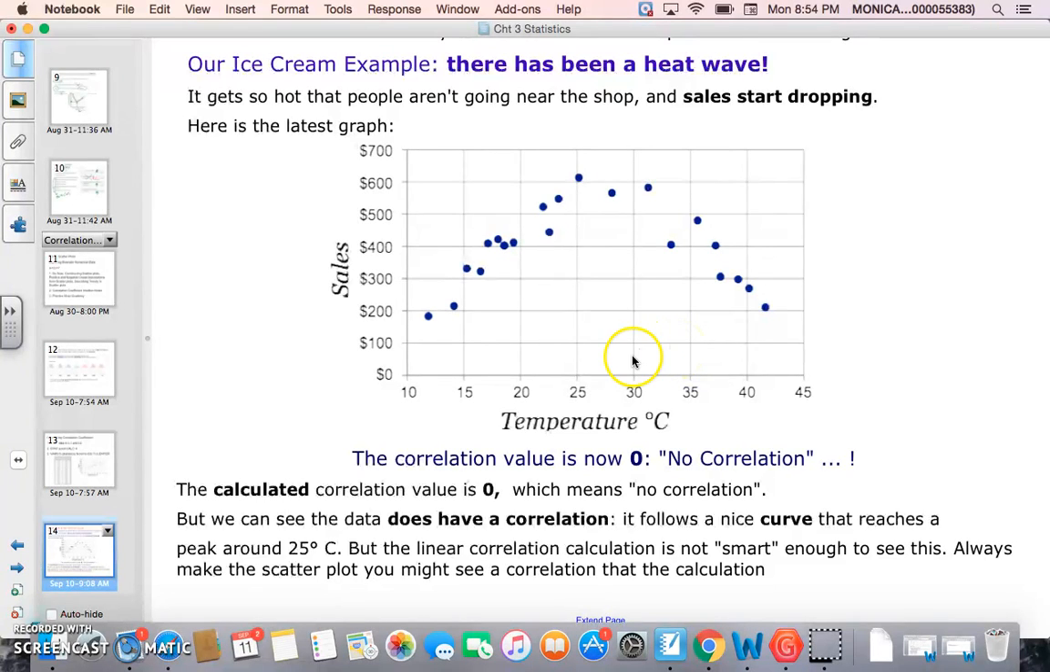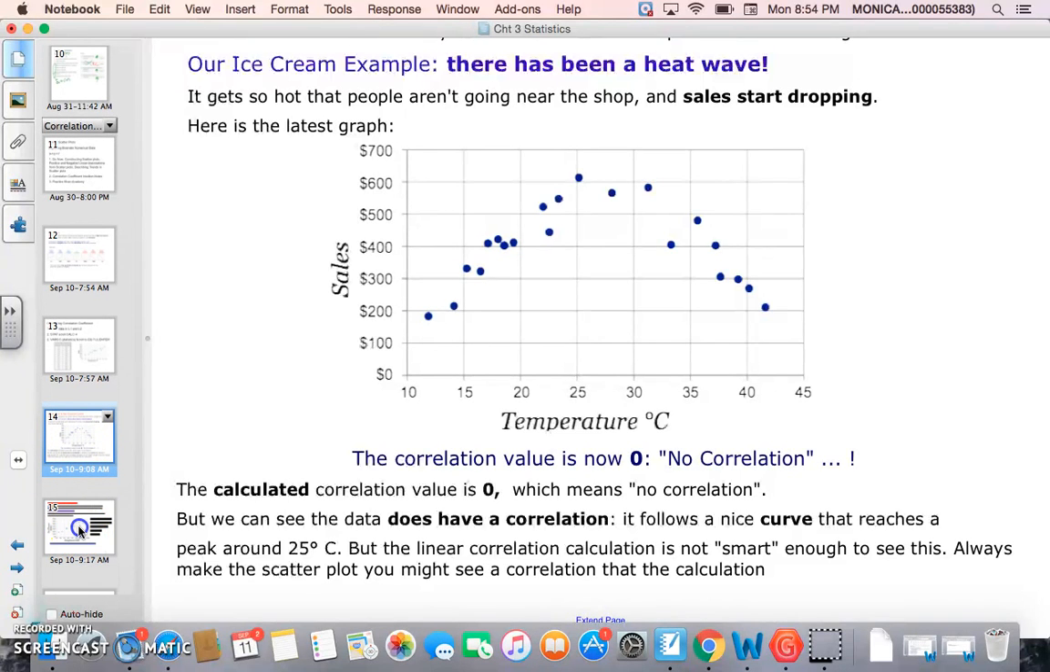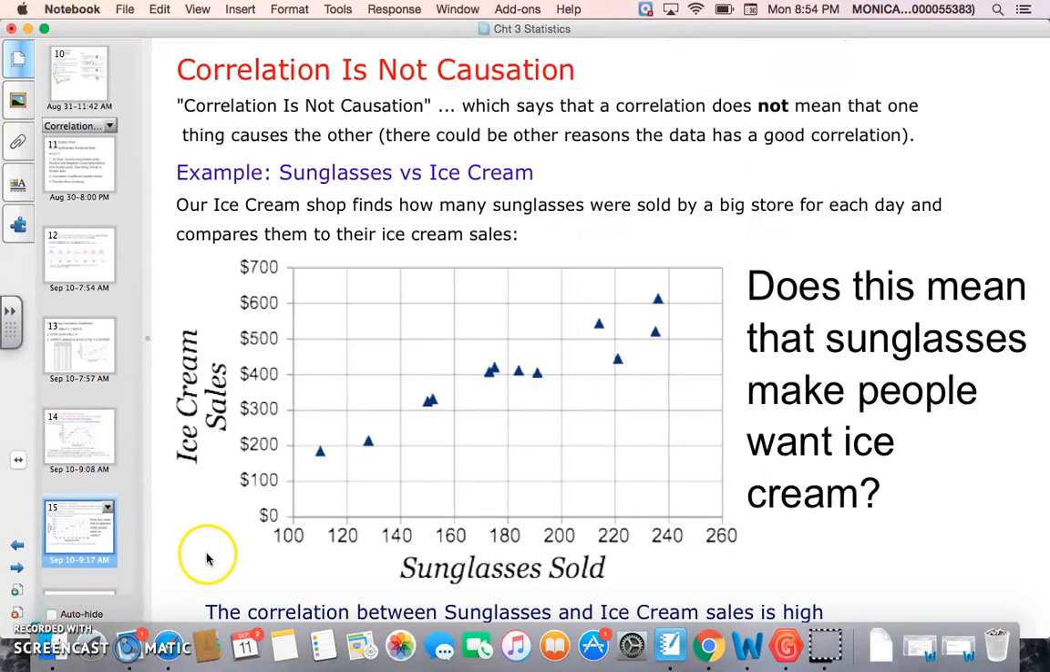So the moral of the story here is that you should always make a scatter plot. You can't just rely on the correlation coefficient to tell you how strong the relationship between the data is. You should always make a scatter plot so you can see for yourself how strong the correlation is. I just wanted to show you that's a good example.